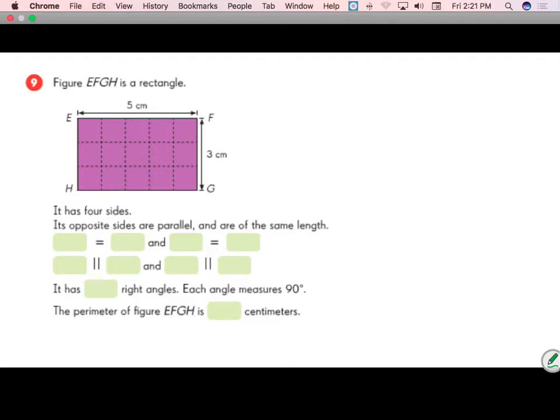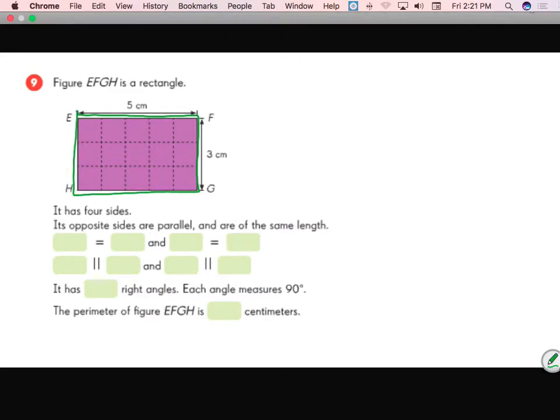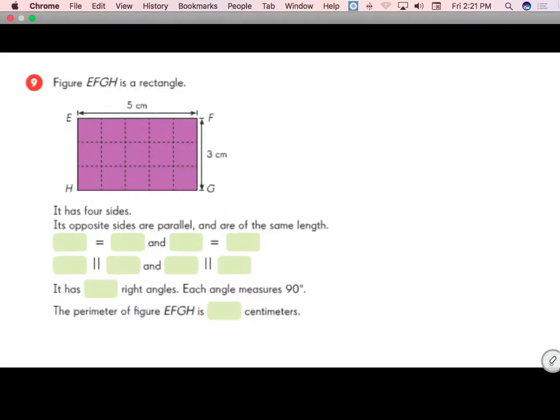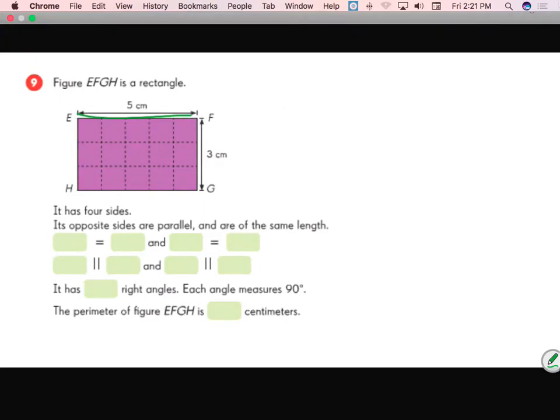All right, this one says figure EFGH is a rectangle. E to F to G to H. This is a rectangle. It has 4 sides. Its opposite sides are parallel and are the same length. So I'm going to say that the opposite sides are equal. So I know that EF and HG are equal. And I also know that FG and EH are equal.